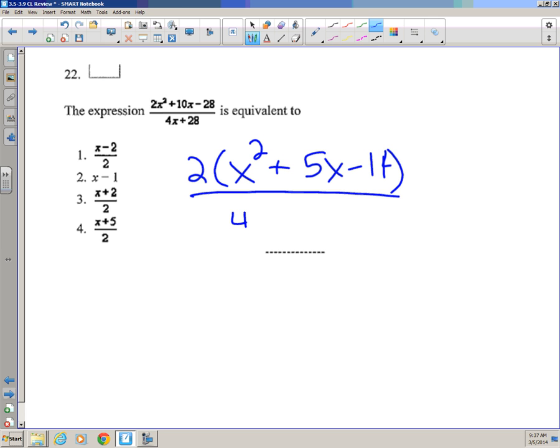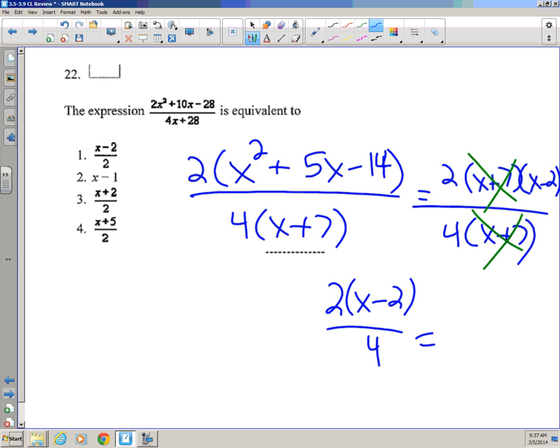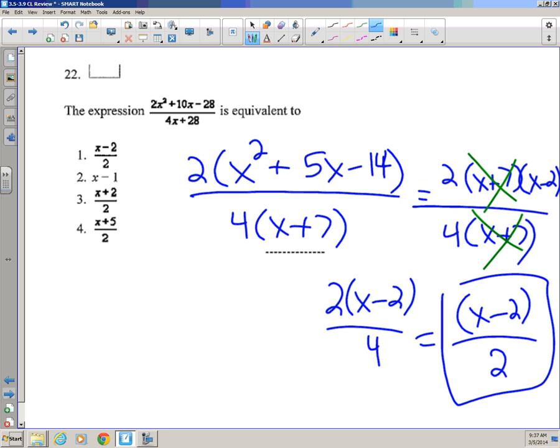I'm going to factor the bottom real fast, but then I'm going to factor again because I realize that the top now becomes, this is a 14, is a IM, so it becomes 2 with x plus 7, x minus 2 over 4, x plus 7. Bye-bye, bye-bye. Now I have 2 x minus 2 over 4. Monomials can simplify. 2/4 is 1/2. X minus 2 over 2, choice 1.